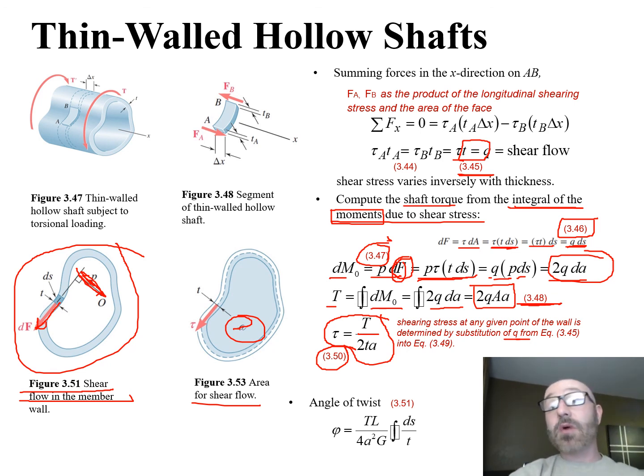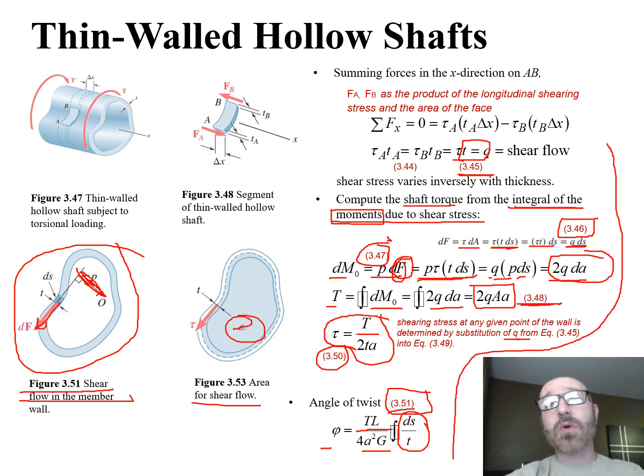And then from there, if we did want to find our angle of twist, we do have the expression in our textbook, equation 3.51, where angle of twist is equal to T times L, our torque times that length, all divided by 4A squared times our G times the integral of ds over t. So if you want to look at a little bit more of the derivation of these equations, take a look at equation 3.44 to equation 3.51 back in your textbook.